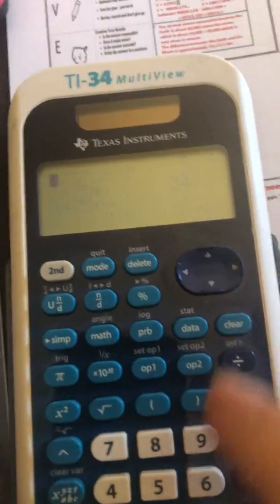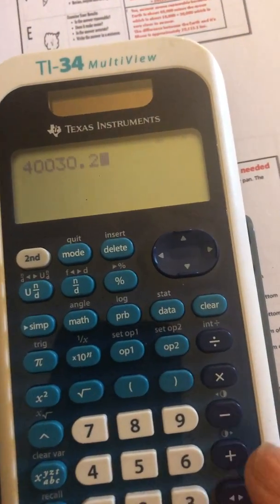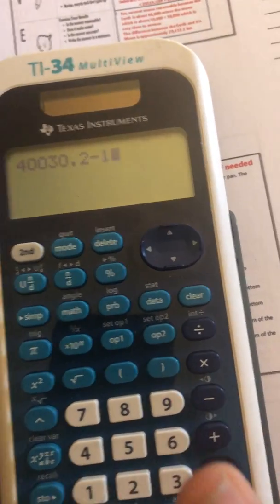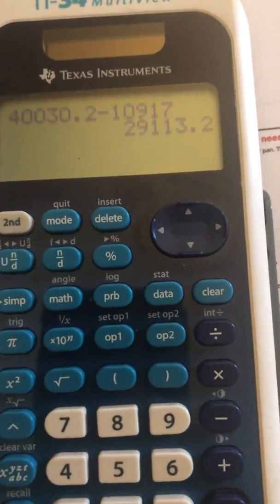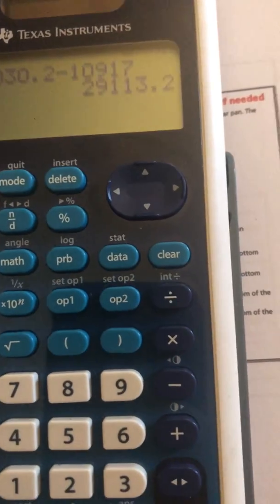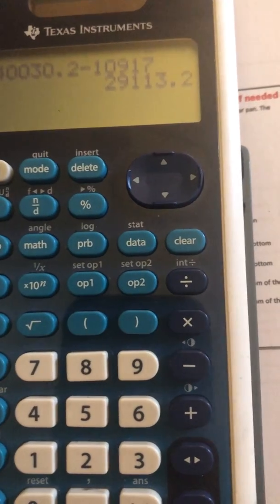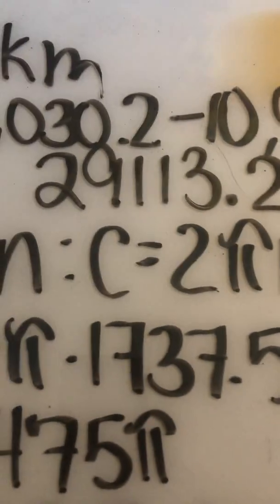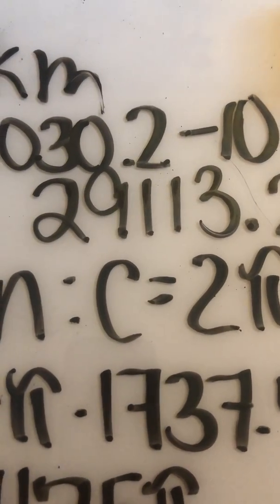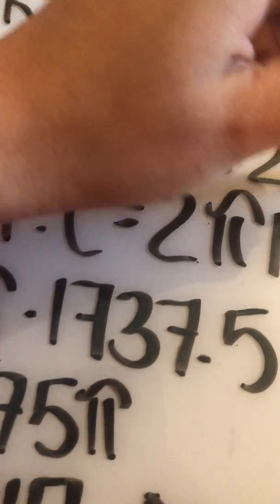So I'm going to put in 40,030.2 minus 10,917, and we get our final answer, which is 29,113.2. Okay, and then we would want to just make sure that we put our units. So it would be km.